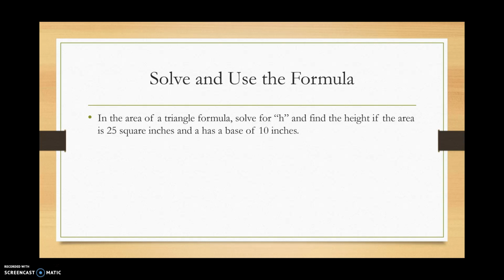So now we're going to solve and use the formula. So in the area of a triangle formula, which we just learned about, the area equals 1/2 times the base times the height. We're going to solve for H. Okay, so let's focus on that part first. So same thing, we're going to get rid of the 1/2. So 2A equals B times H. Now we need to get H alone, so we're going to divide by B. So H equals 2A over B.